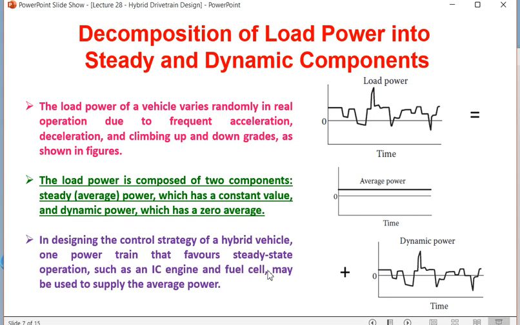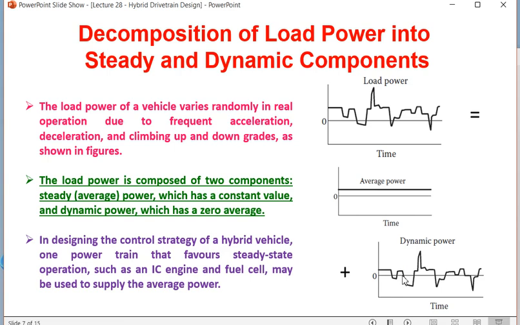So in designing the control strategy of a hybrid vehicle, one powertrain favors the steady state operation. This top part you are finding is the average power. The engine is actually driving or producing this steady state power requirement, so an engine or fuel cell may be used to supply this average power. The load power is composed of two components. At the top, these are the load power requirements. One is a steady power, so this whole thing is divided into two parts. This is the overall requirement. It has average power as well as bumper power requirement. This is the constant value, and below is the dynamic power requirement, which has a zero average.